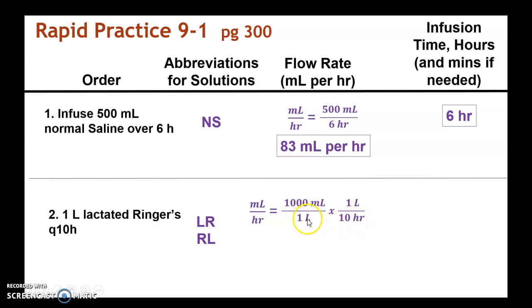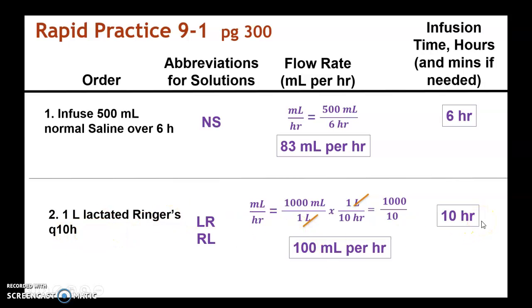And that should get it, right? I mean, liters are going to cancel out. You have milliliter on top, hour on bottom. That's what you were looking for. So we're ready to do our math. Multiply the top, multiply the bottom, we get 1,000 divided by 10, and that gives you 100 milliliters per hour. Next column wants to know what is your infusion time in hours. So how long is it supposed to take? Every 10 hours, we hang a new bag, so 10 hours.